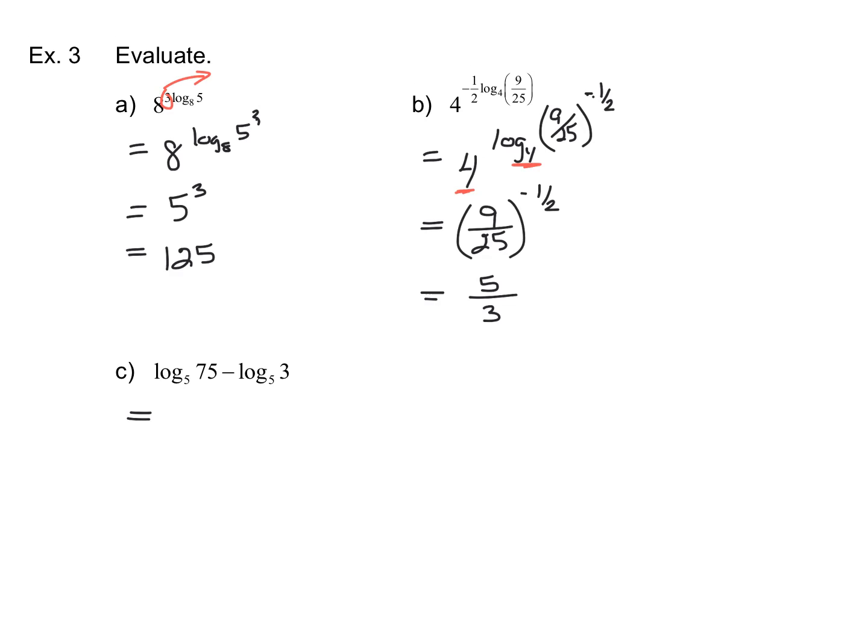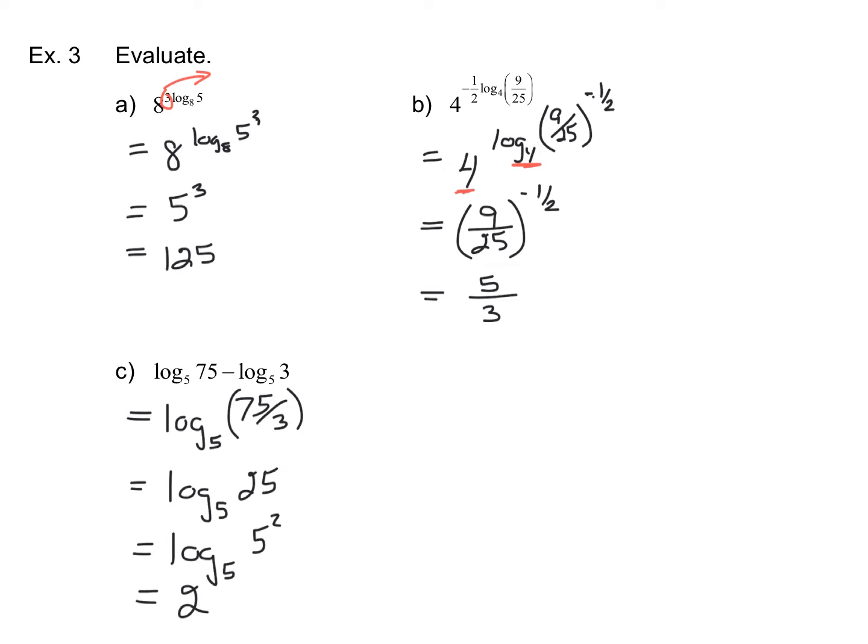Part C, we have coefficients of 1, so that's good. So the logarithm of 75 divided by 3, base of 5, which of course is the logarithm base 5 of 25. And we recognize, of course, that 25 is 5 squared, which means our answer is 2, because our logarithm and our power cancel each other out.